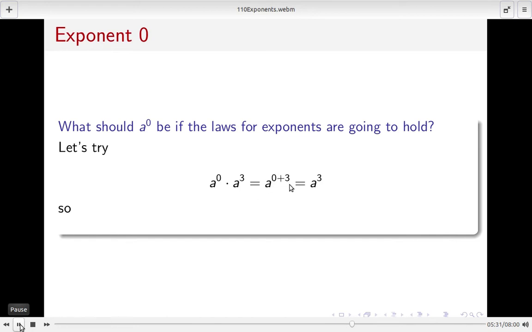And 0 plus 3 is 3. So a to the 0 times a to the third, if the laws for exponents are going to hold, should be a to the third. Which means that a to the 0 is the number you multiply by a to the third to get a to the third. And there's only one number that does that, namely 1. So a to the 0 is defined to be 1. It's defined that way so that the laws for exponents will hold.